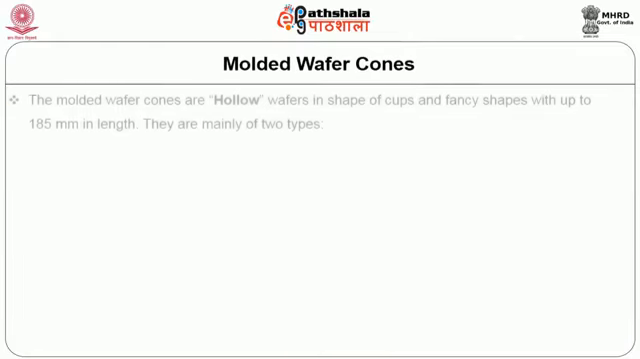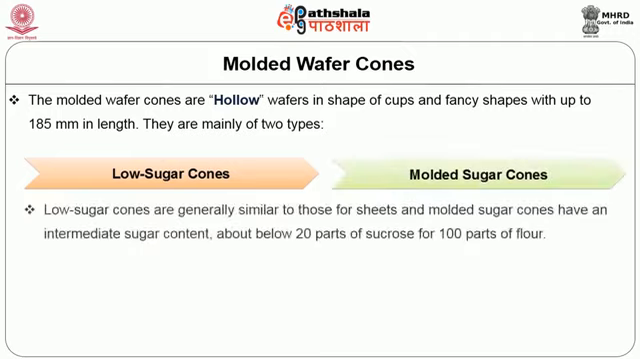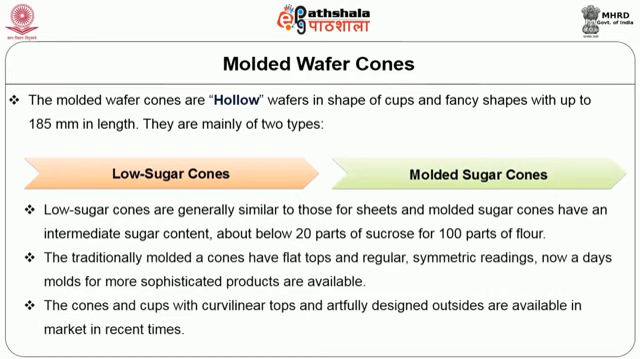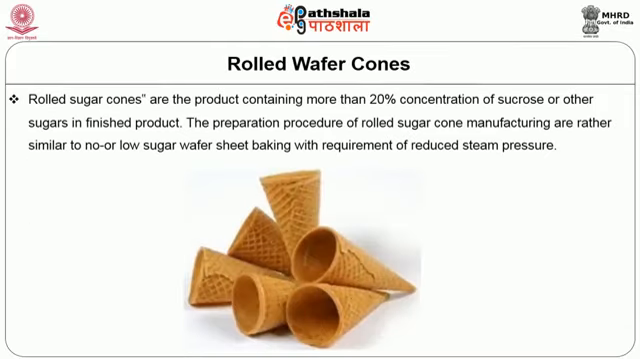The molded wafer cones are hollow wafers in the shape of cups and fancy shapes. They are mainly of two types: no or low sugar cones, generally known as cake cones, and molded sugar cones. Low sugar cones are generally similar to those for sheets and contain an intermediate sugar content, below 20% of sucrose for 100 parts of flour. Rolled sugar cones are the product containing more than 20% concentration of sucrose or other sugars in the finished product.